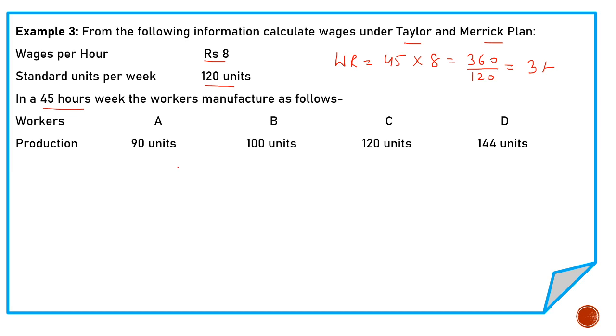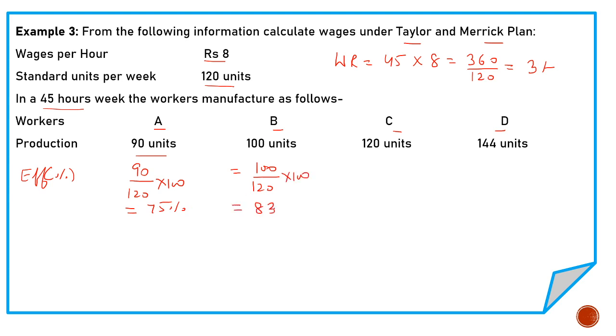Now there are 4 workers in this factory, worker A, B, C and D. Worker A manufactured 90 units. So first we calculate the efficiency of these workers with the help of actual output divided by standard output into 100. Worker A manufactured 90 units, standard output is 120 into 100. So worker A's efficiency is 75%. Worker B manufactured 100 units and standard output is 120. So worker B's efficiency is 83.33%.